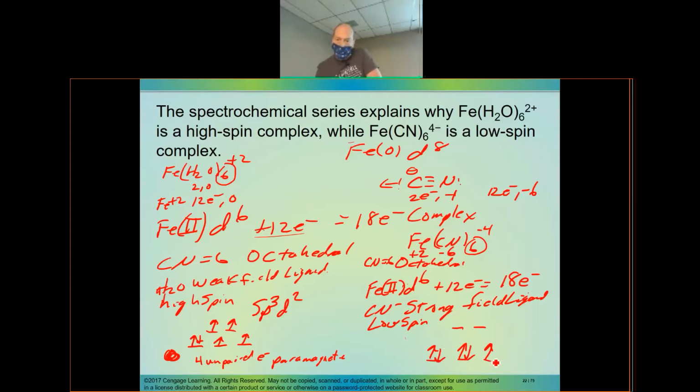And so you now have a diamagnetic complex, 0 unpaired electrons. All right. And now when you do the hybridization, since those two on top are empty, now it is d2sp3. All right. So when you're octahedral, it's either going to be sp3d2 or d2sp3. In order for it to be d2sp3, these two orbitals have to be empty.